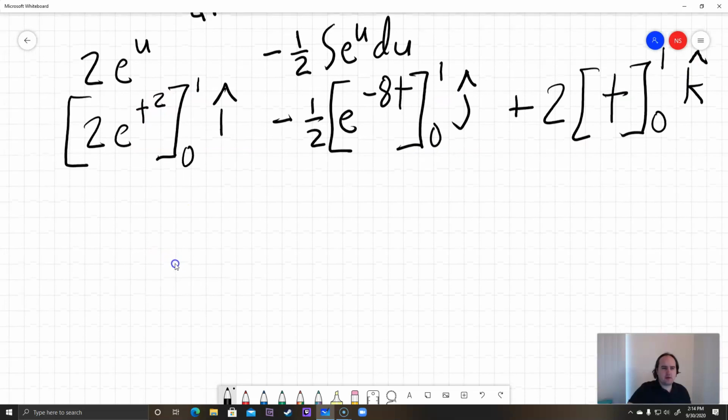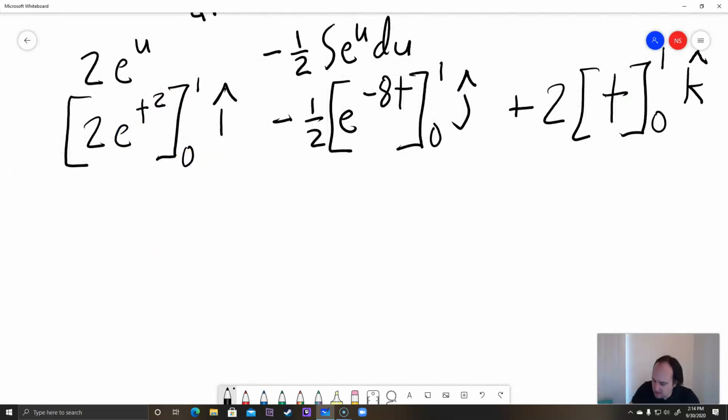Okay, so for the first component here, we're going to have 2 times e to the 1 squared minus 2 times e to the 0 squared. So all we're doing there to do that integral is the fundamental theorem of calculus part 2. So remember, you plug in the top number into this function, and then you subtract the whole function evaluated at the bottom number. And then we'll do the same thing here.